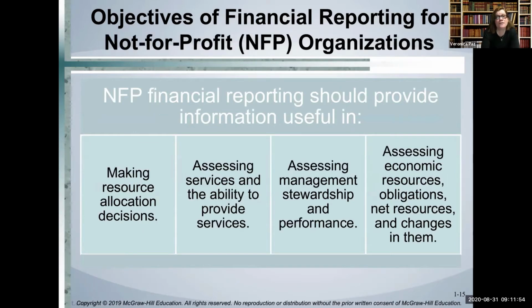And the not-for-profit financial reporting should provide information that is useful in making resource allocation decisions. That is what we are kind of going for here.